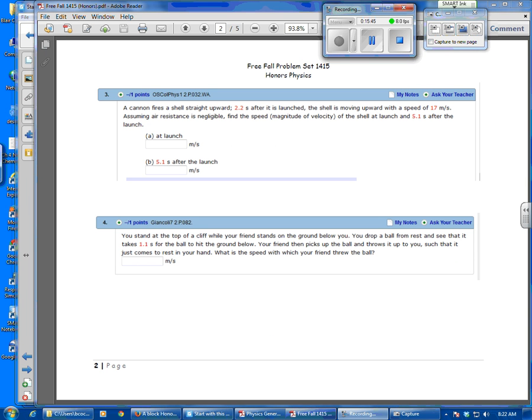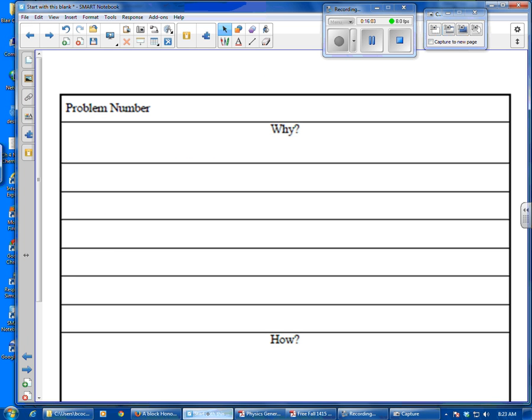You stand at the top of the cliff while your friend stands on the ground below you. Drop the ball from rest and see that it takes this time for the ball to hit the ground below. Your friend then picks the ball up and throws it to you such that it comes to rest in your hand. What is the speed at which your friend threw the ball? Okay?